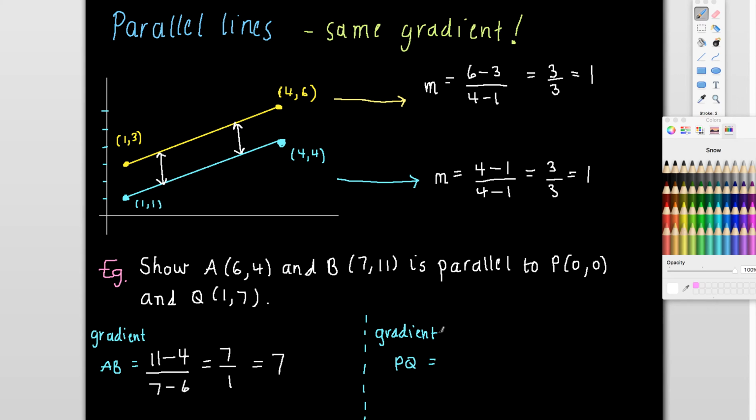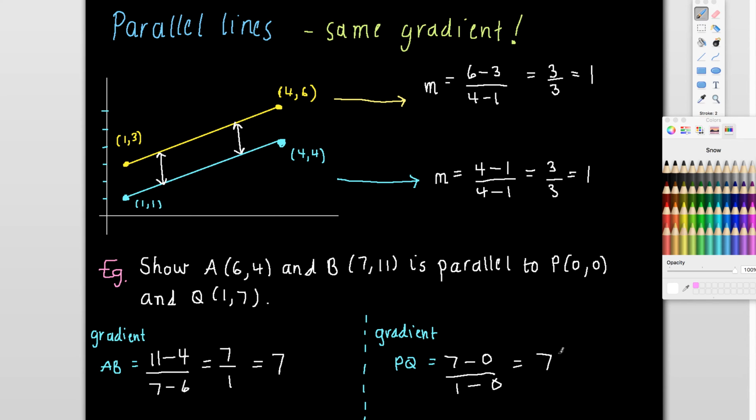For that to be parallel to PQ, it has to have the same gradient. So let's check that. The difference in the y's would be 7 minus 0, and the difference in the x's is 1 minus 0. So, of course, we have 7. By doing this, I've proven that they are parallel. Same gradient, parallel lines. The opposite is also true: if you are given two lines and you're told that they have the same gradient, then you can make the assumption that, yes, they are parallel.